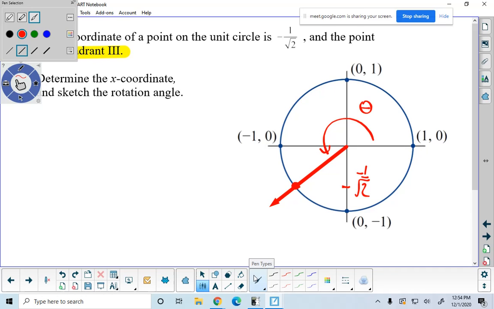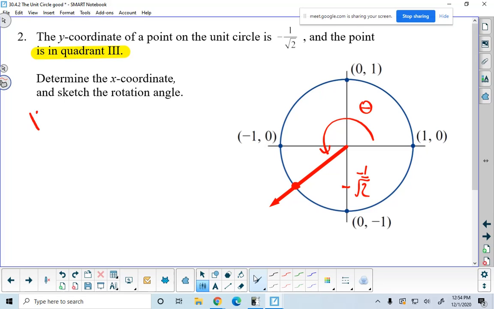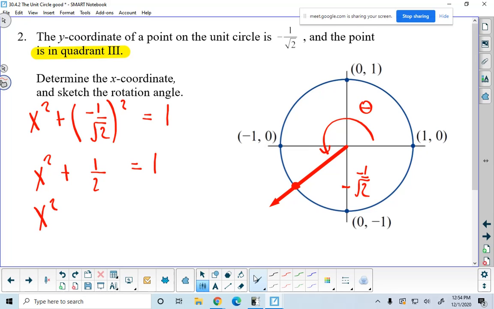But now we want to find the x coordinate. We're going to take x squared plus y squared. We put the negative in, equals 1. We end up with x squared plus 1 over 2. I mean, think about that. I square negative 1, I get positive 1. I square root 2, I get 2. This is equal to 1. So x squared is equal to 1 minus a half. 1 minus a half is a half.